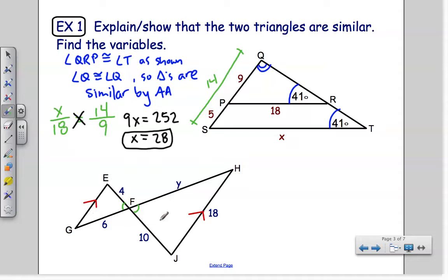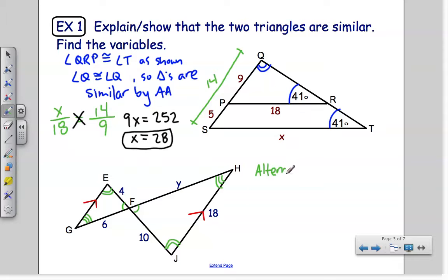And notice parallel lines. Parallel lines give us information about congruent angles, and in this case, angle E, making that Z shape, and angle J are what we call alternate interior angles, right? They're between the parallel lines, on opposite sides of this transversal. They are congruent. By the same token, I have angle G congruent to angle H, alternate interior angles.